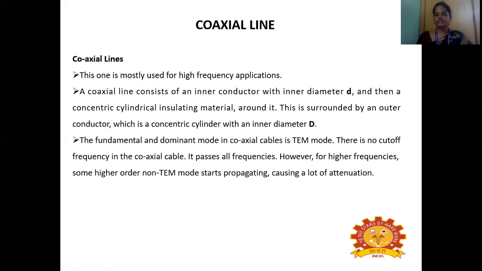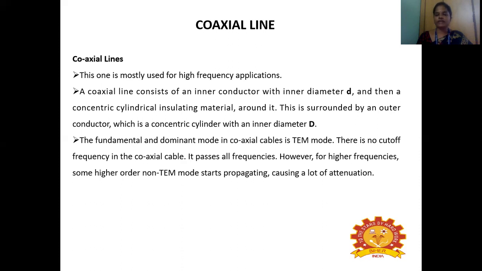Now we will discuss the construction of coaxial lines. The coaxial line is mostly used for high frequency applications. If we take a cross-section of the coaxial line, there is an inner conductor whose diameter is small d. A concentric cylindrical insulating material is around the inner conductor. This insulating material is surrounded by an outer conductor, whose diameter is capital D.